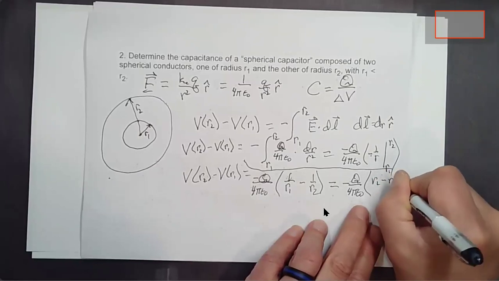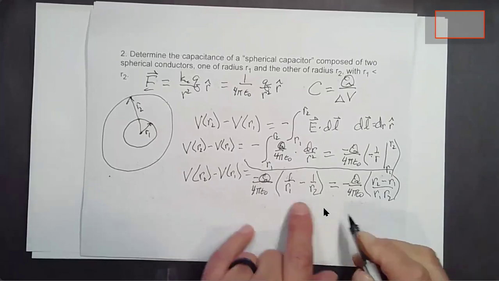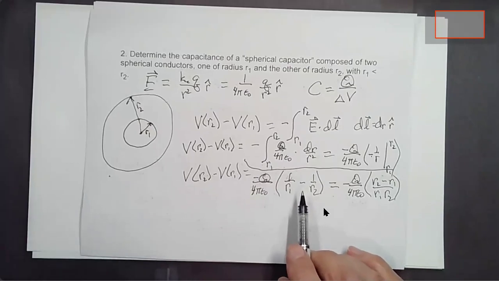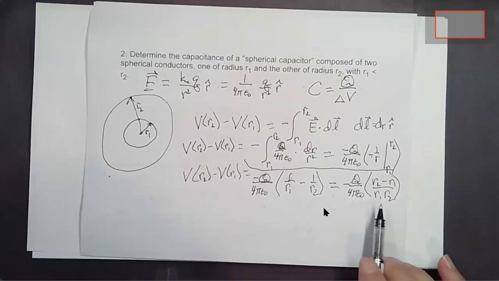R2 minus R1 over R1, R2. And I did the same trick that I did back when we were studying optics, where we had 1 over S plus 1 over S prime equal to 1 over F. And sometimes I did that.